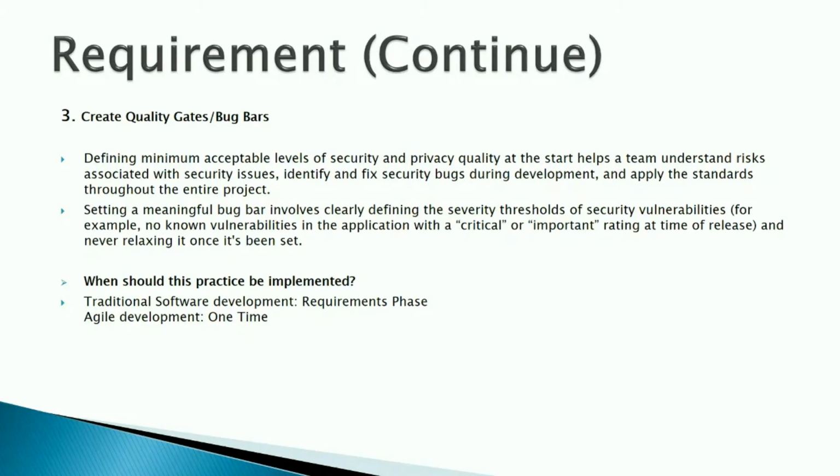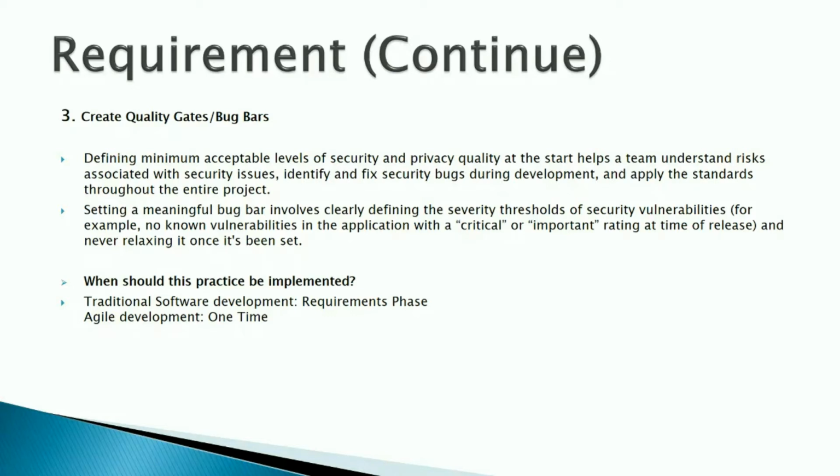In the requirement phase, there are a couple of sub-phases. One is to create quality gates or a bug bar. This is the minimum acceptable level of security in every software development lifecycle. Setting security and privacy quality at the start helps a team understand the risks associated with security issues, and identify and fix those bugs during development so that they can address them earlier and apply these standards throughout the entire project.